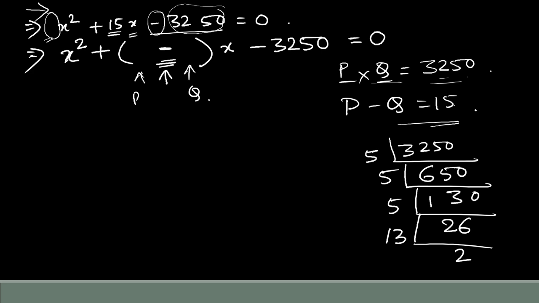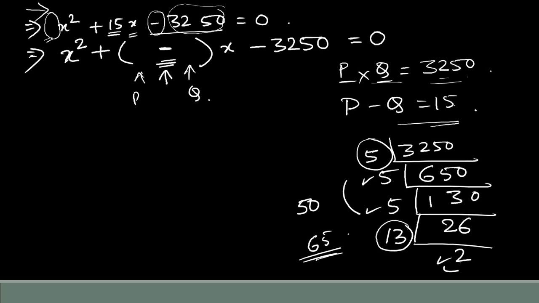Now you see, 5 times 2 is 10. This is 5, this is 2. 10 times 5 is 50. If you multiply these three, you will get 50. Right? 5 times 5 is 25, times 2 is 50. And if you multiply these two terms, 13 times 5, you will get 65. Right? Now 65 times 50 is then 3250.